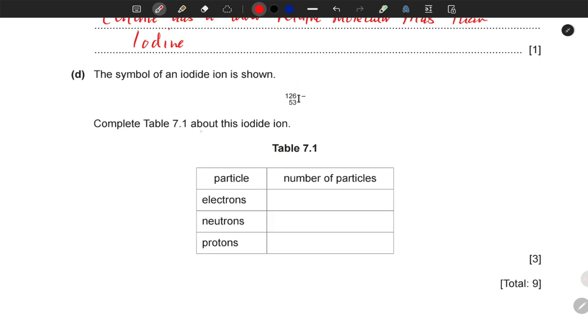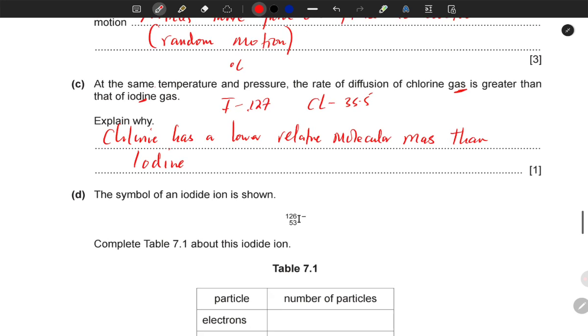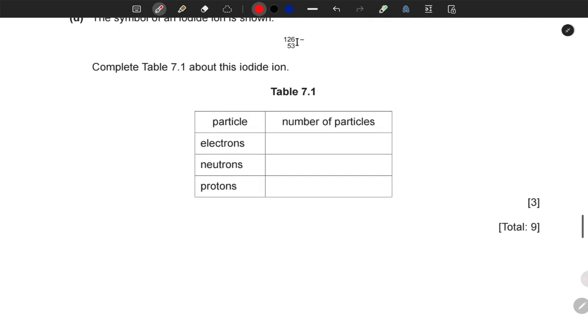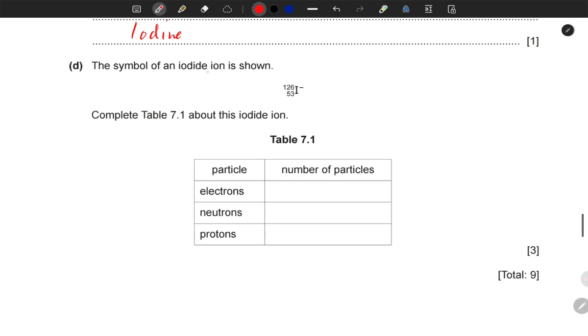The symbol for iodine is given as this. Complete the table 7.1 about this iodine. For me, I use 127 because I round it off. Usually it's 126.9 something. I just had to round it off. But use the one which is on the periodic table, by the way. So they are saying the symbol for iodine is one iodine ion. Please take note: the ion is 126 and 53. 53 is the atomic number and 126 is the mass number.